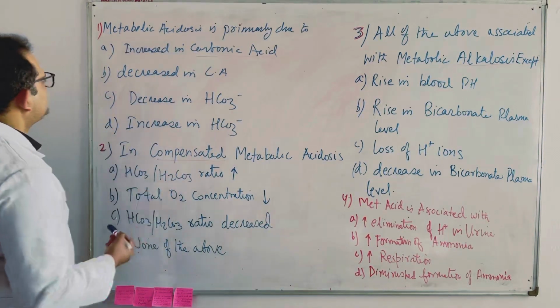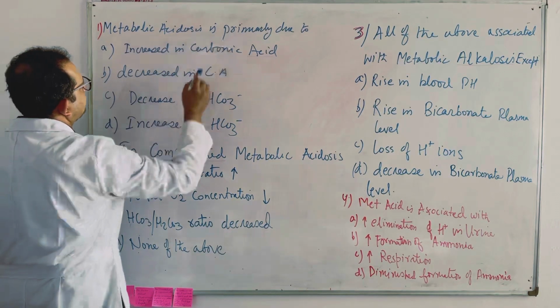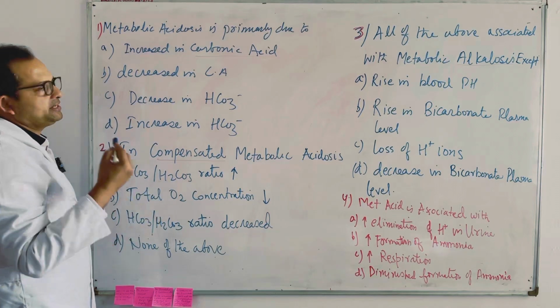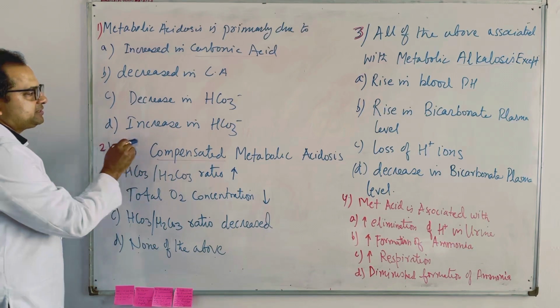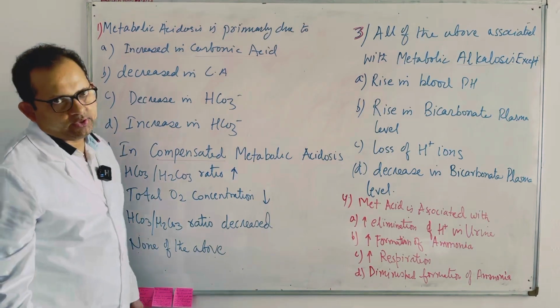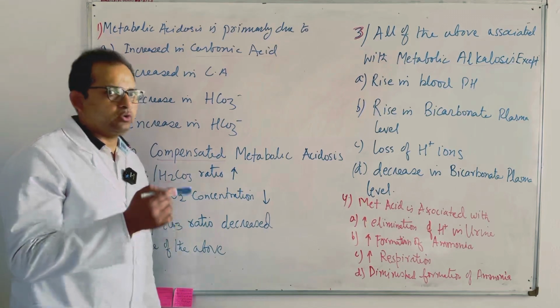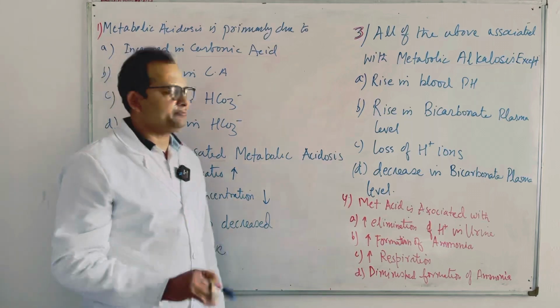So the first question is, metabolic acidosis is primarily due to: increase in carbonic acid, decrease in carbonic acid, decrease in bicarbonate, increase in bicarbonate. I know that you know the answer of this, and if you have any doubt, go back to my lectures, watch them, and you will get a hang of it.